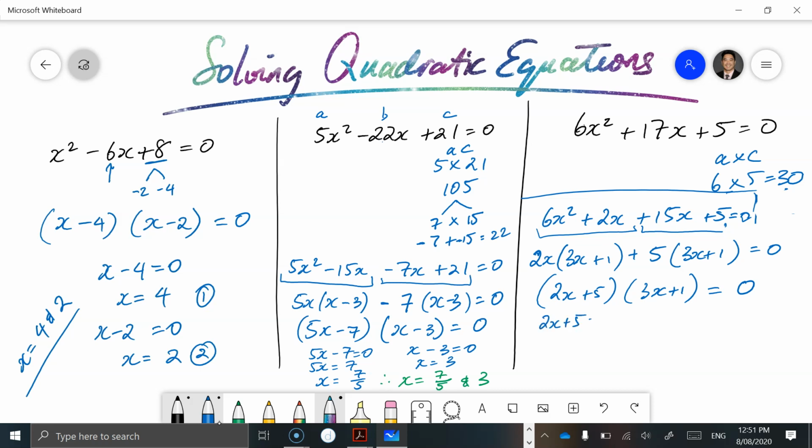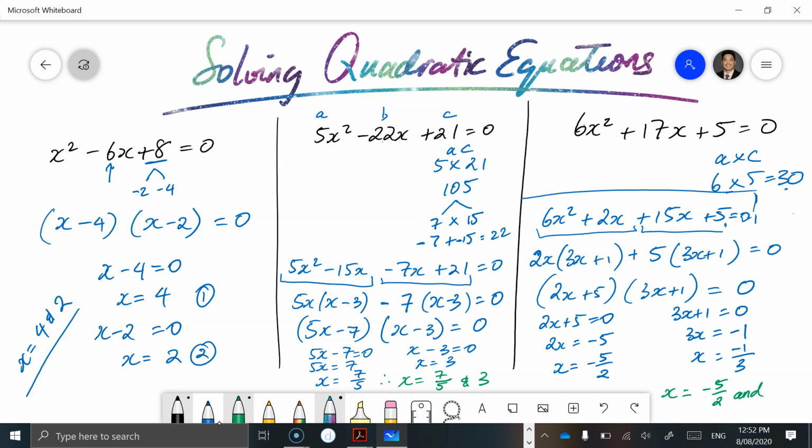So 2x plus 5 is equal to 0. 2x is equal to minus 5. x is equal to minus 5 over 2. Our other one is 3x plus 1 is equal to 0. Take 1 from both sides. You have 3x equals minus 1. Divide both sides by 3. x equals minus 1 over 3. So our solutions are x is equal to minus 5 over 2 and minus 1 over 3.